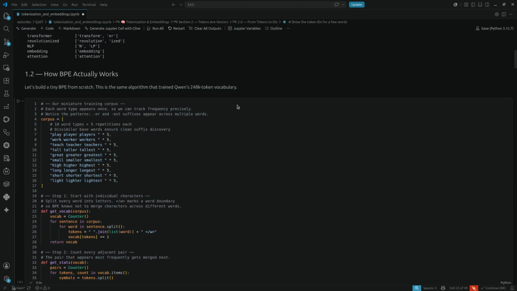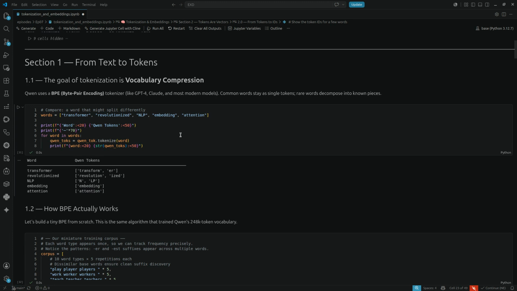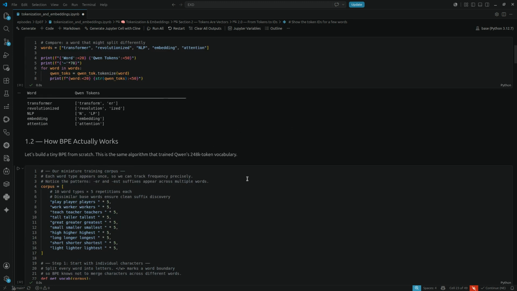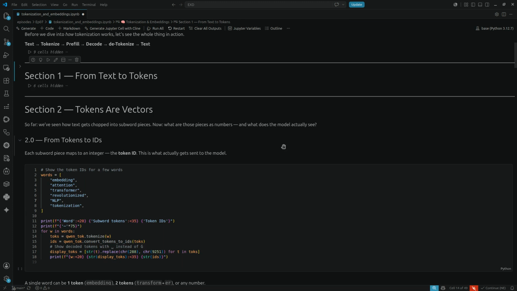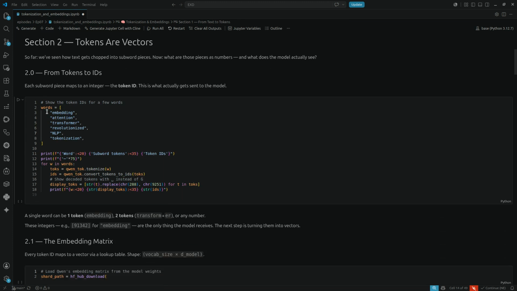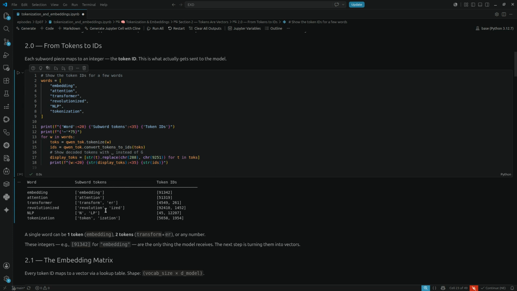Let's collapse this. So in this section, we saw how the tokens are chunked, what the logic is. We saw that it's a purely statistical process. So in 2.0, let's just look at this set of tokens. Each of these is actually represented with a list of token IDs. So for example, embedding, which is just one token, has the ID 91342. But transformer is represented by two tokens, 4549 for transform and 261 for er. Similarly, revolution and ized are represented by these two tokens, and so on and so forth.